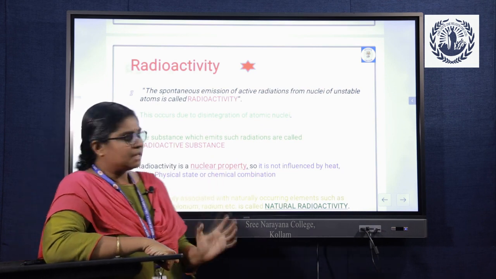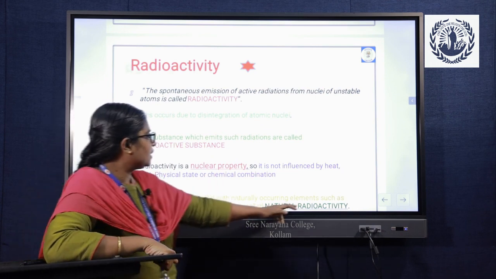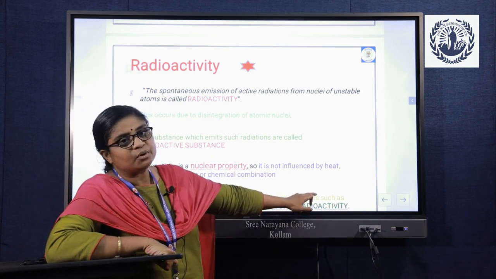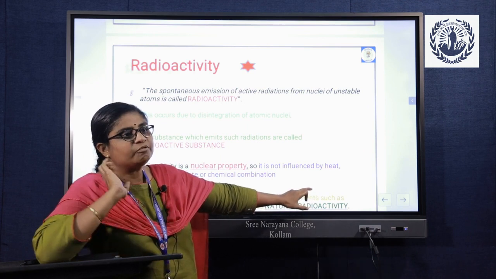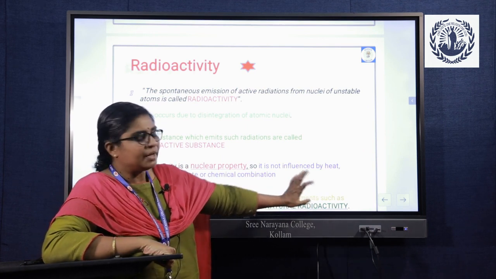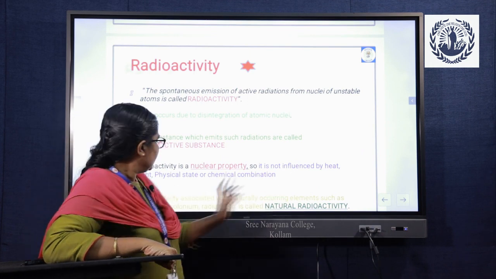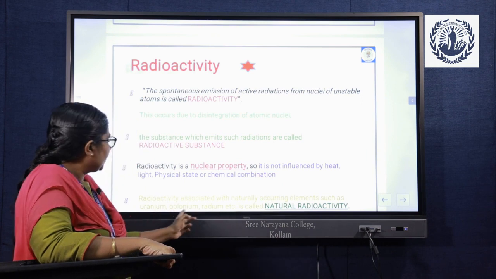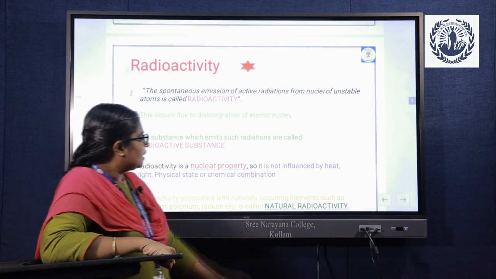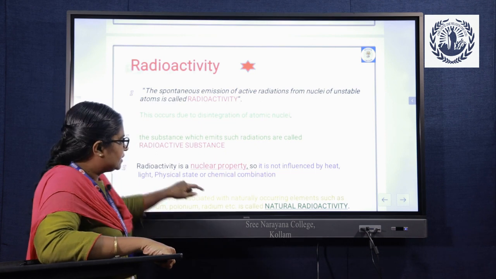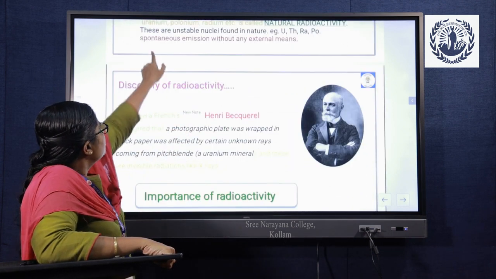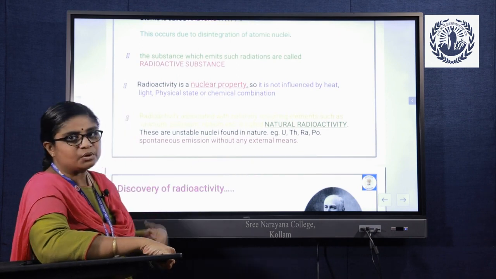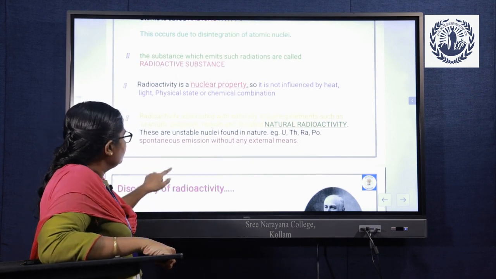and those are called natural radioactivity, meaning radioactivity associated with naturally occurring elements. There is no need for external forces to get radioactivity. Radioactivity associated with naturally occurring elements such as uranium, polonium, radium, etc. is called natural radioactivity. That is spontaneous emission without any external means. That is natural radioactivity, no need for external forces.